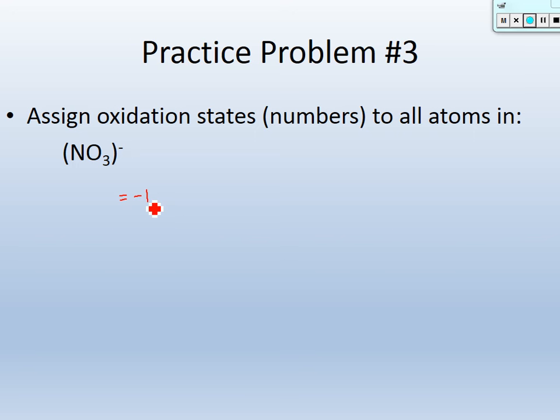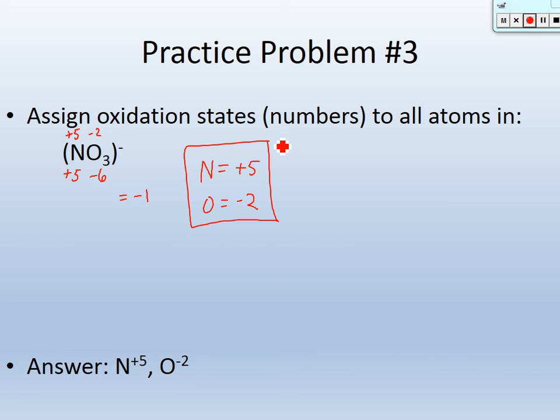Okay, let's see if we got this one. Oxygen's always a -2. There's 3 of them, so that's a -6. So what would nitrogen have to be if it's going to sum to a -1? Well, it better be +5, because +5 minus 6 is a -1. I always write the oxidation number above the element here. So nitrogen is +5, and oxygen is always a -2. Hopefully you got that right.